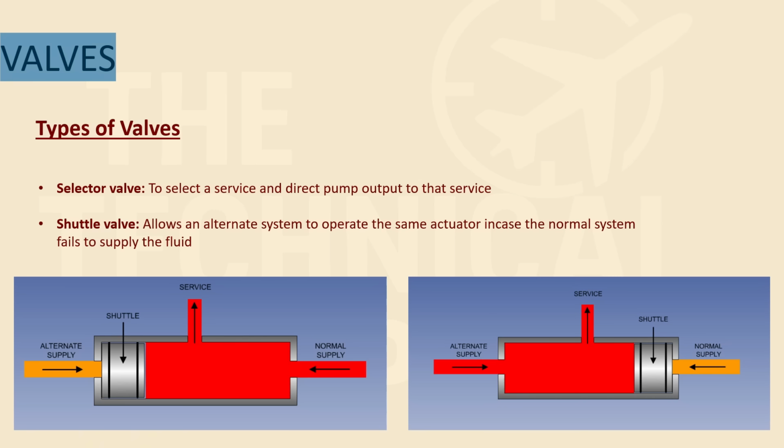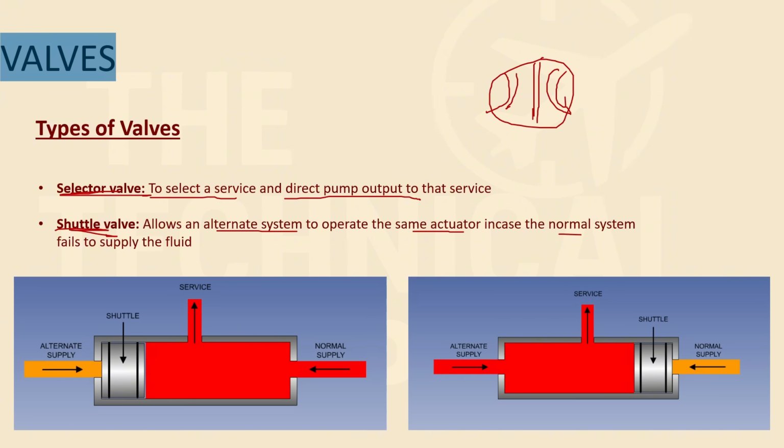The next type of valve is the selector valve. Again, we have seen this many times. A selector valve is used to select a service, and it directs the pump output to that service. All of those weird shaped valves that we saw were selector valves. And then you have a shuttle valve. A shuttle valve allows an alternate system to operate the same actuator in case the normal system fails to supply the fluid. So this is the shuttle valve.